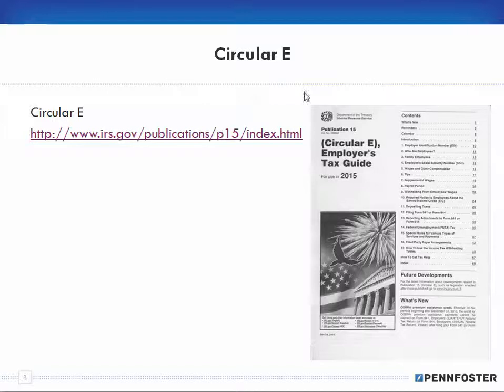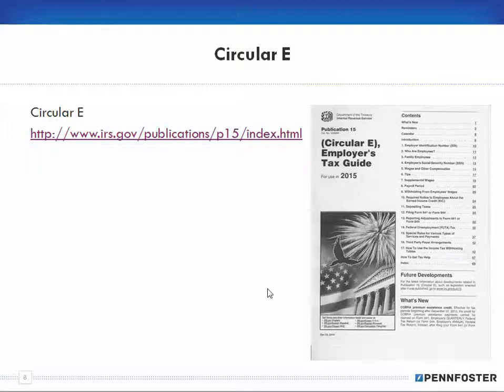On this slide, you're looking at the front cover of the Circular E Employer's Tax Guide for the year 2015. This tax guide, which is pretty thick, goes into detail how the IRS calculates payroll. They send this publication, and you can go to this web address or do a search on Circular E, and you can see the PDF for that publication.